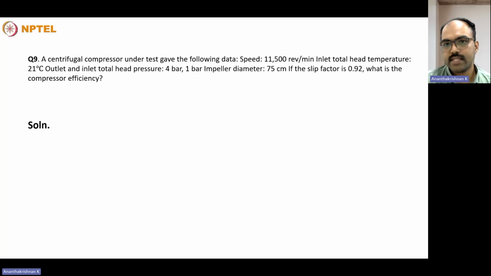So the question is: a centrifugal compressor under test gave the following data. Speed is 11,500 revolutions per minute. Inlet total head temperature is 21 degrees Celsius. Outlet and inlet total head pressures are 4 bar and 1 bar. Impeller diameter is 75 centimeters. If the slip factor is 0.92, what is the compressor efficiency?